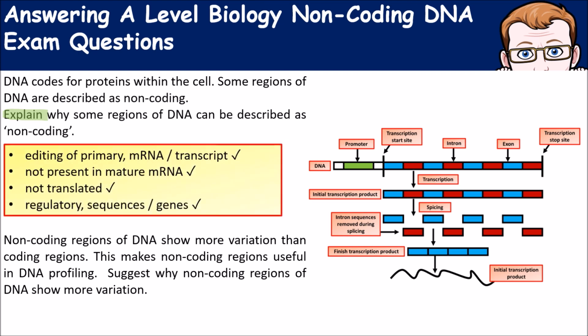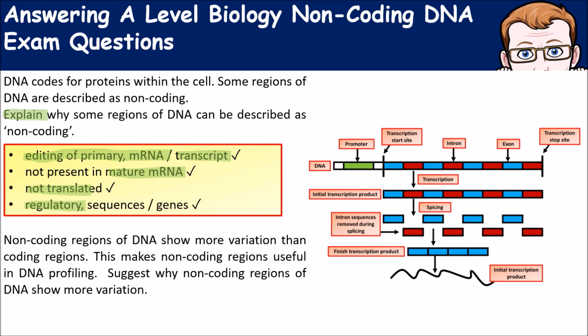So like we've said, there's primary editing of those things that are going to be transcribed. So it's not present in the mature messenger RNA. So it's not translated and can cause things like regulatory factors.